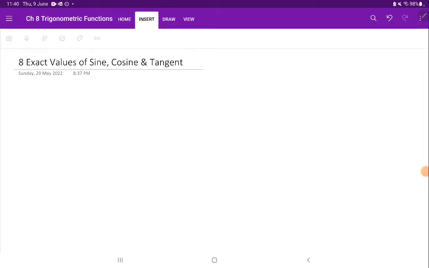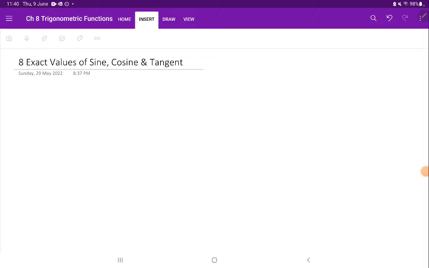Alrighty, so today we're going to be looking at exact values of sine, cosine, and tangent. So what does that actually mean? Well, I guess the purpose of this is to make sure that we have a handful of values that we can actually evaluate without a calculator. In particular, we're going to be looking at two different triangles and then also what's called the unit circle, depending on what we're actually looking for.